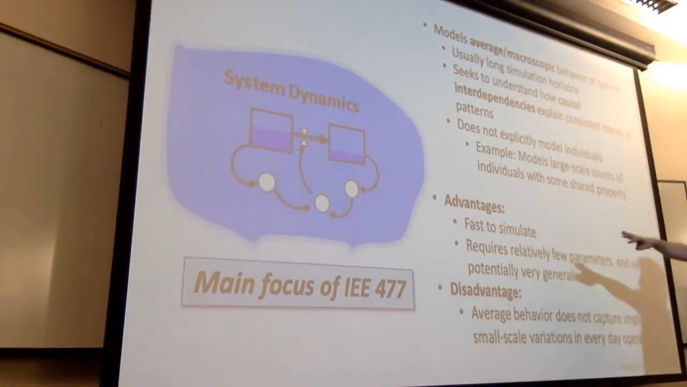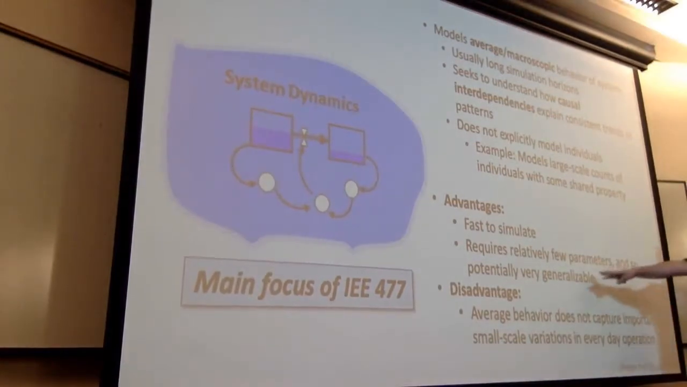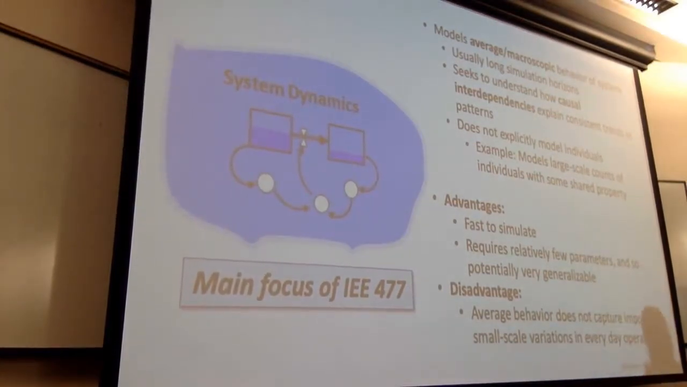The advantage of this is it can be very fast to simulate and requires relatively few parameters. It's basically a graphical representation of a simplistic mathematical model. A disadvantage is it often doesn't capture those second-by-second nuances that other simulation models can, because it's only modeling average behavior.